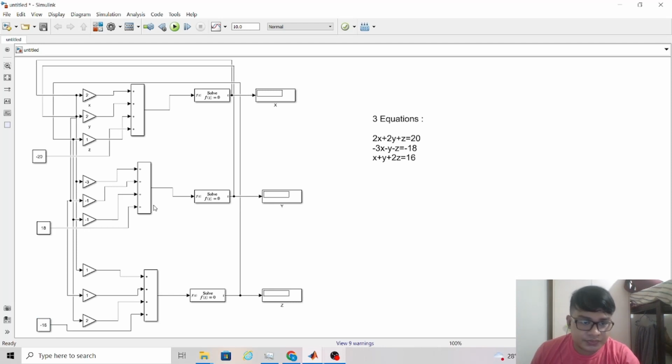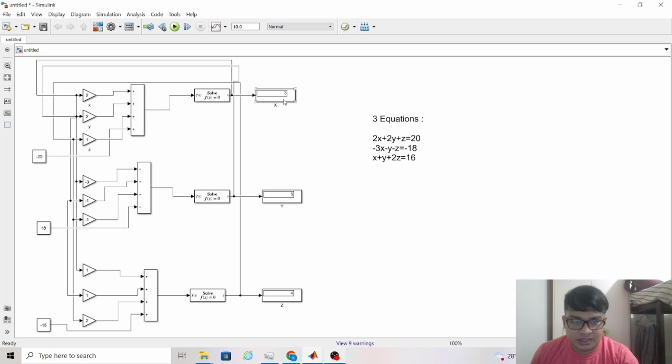So it's all connected. For all the x, it's here: 2, negative 3, and 1. For the y, it's all here: 2, negative 1, and 1. And for the z, it's 1, negative 1, and 2. All the constants are connected in the block. So let's start the simulation.